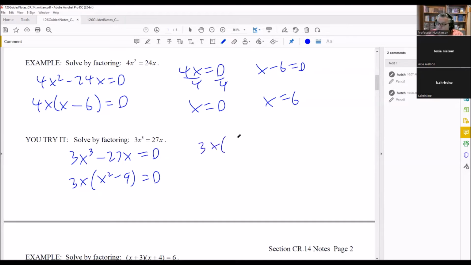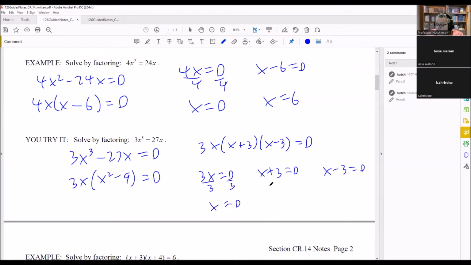Then we can do one more step here. We can do the x plus 3, x minus 3. That's the difference of squares again. And now we're just going to set all of these equal to 0 to get the 3 answers. So divide both sides by 3, we get x is equal to 0.